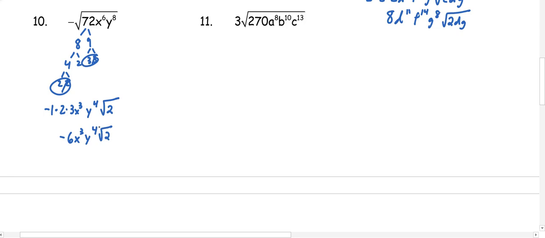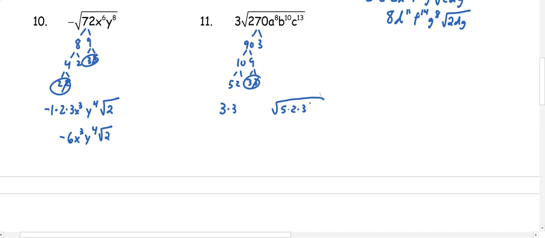Our last problem, we're going to break down 270 into 90 and 3. 90 breaks down to 9 and 10. 10 breaks down to 5 and 2, and 9 breaks down to 3 and 3. So I have a pair of 3s I'm going to multiply with the 3 already out front. Under the radical, I'm left with 2, 5, and 3.